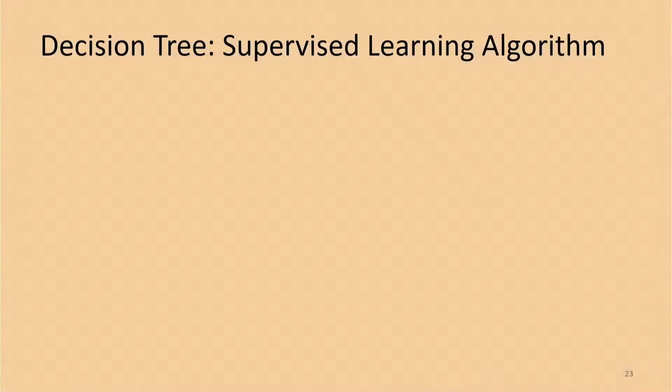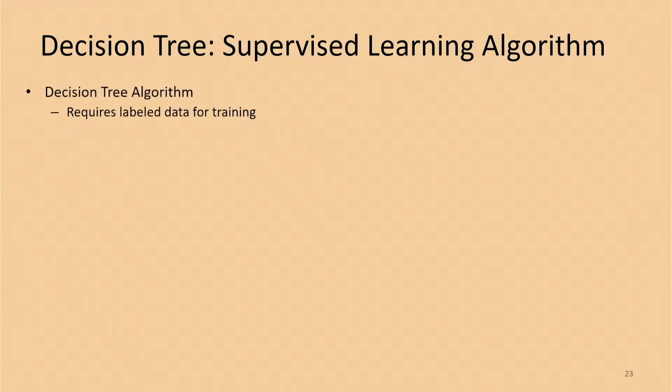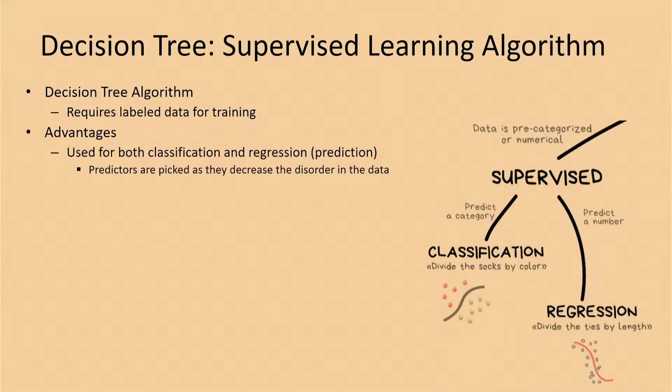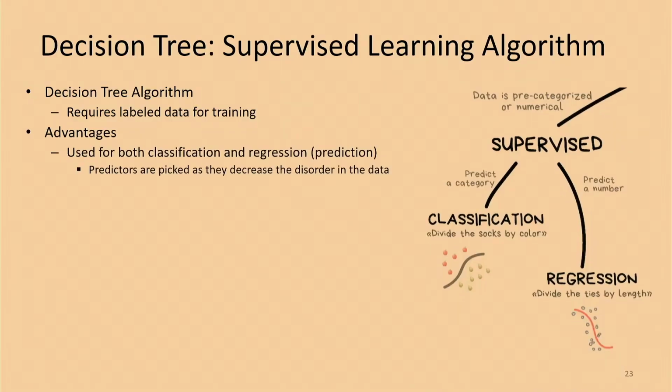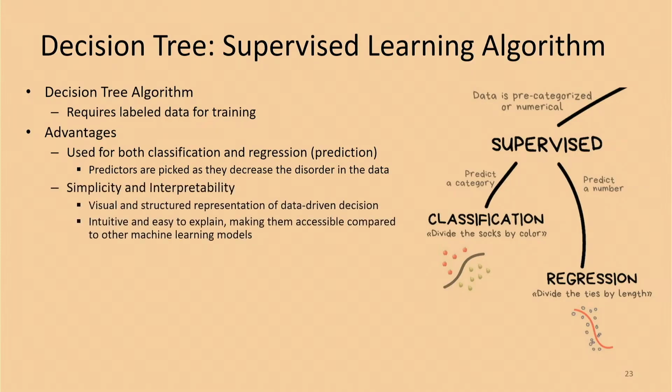Let's now look at the decision tree algorithms. Decision tree requires labeled data for training. Advantages: it is used for both classification and regression. Regression is always prediction. And predictors are picked as they decrease the disorder in the data. And that's what analysis of variance does. You are trying to reduce the variance, right? That's the whole idea of multiple analysis, ANOVA.